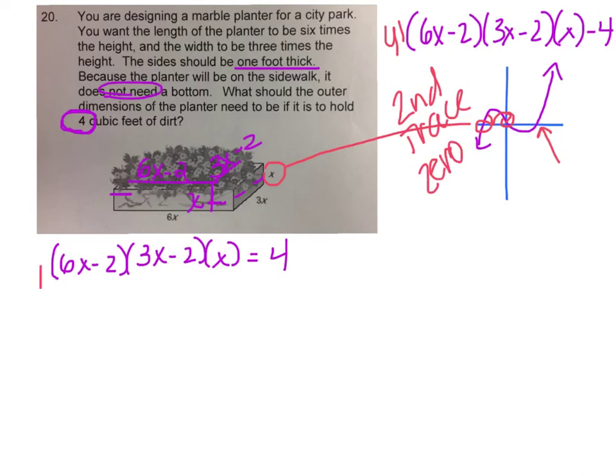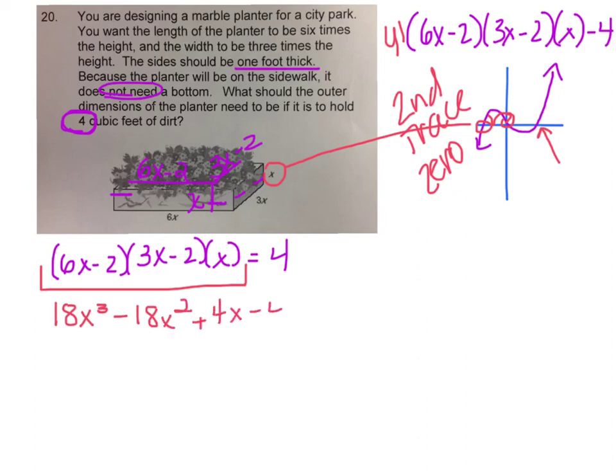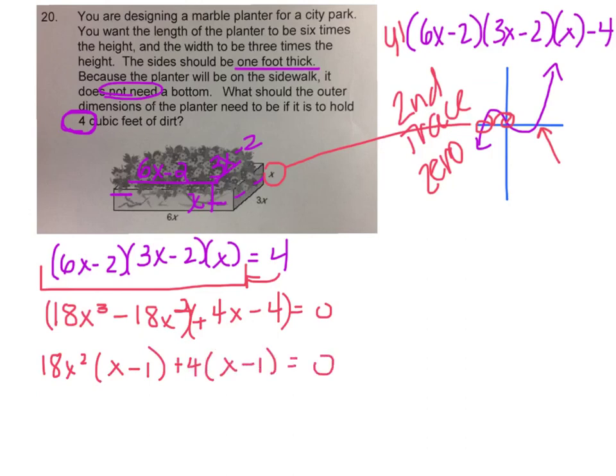Now, if we were going to solve it by hand, we would multiply that all out. If we multiplied that all out, we'd end up with 18x cubed minus 18x squared plus 4x minus 4 equals 0, because I'm going to subtract that over there. I can now group this. I can take out 18x squared here and take out 4 here. They match.